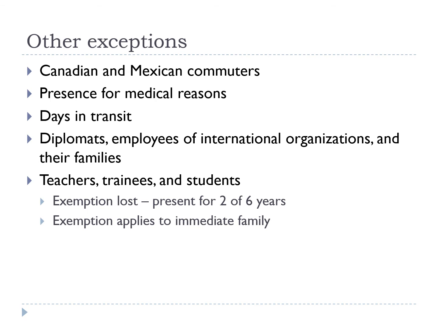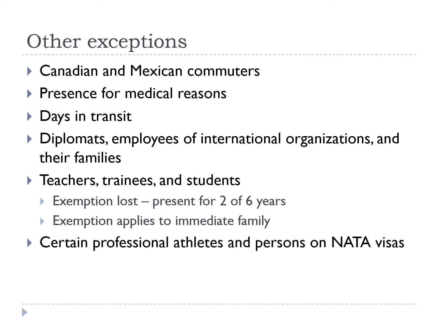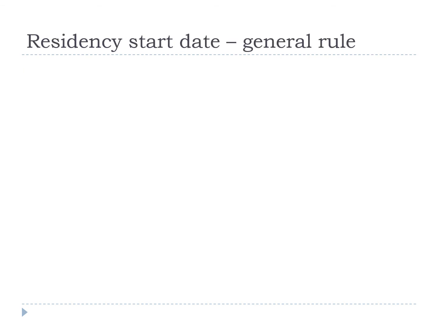Where this exemption applies, it also applies to the person's immediate family, including spouses and unmarried children under 21 who reside in the person's household. Certain professional athletes and persons on NATO visas are also exempt. Let's talk about the residency start date. That is, the date the person starts being treated as a resident.